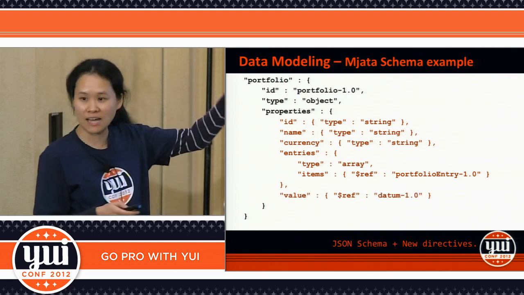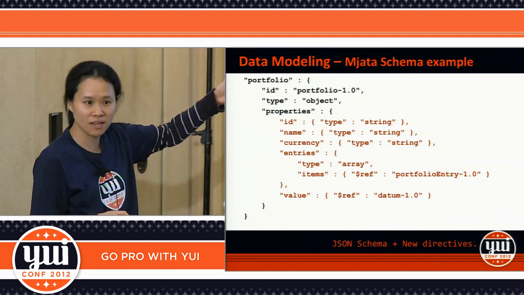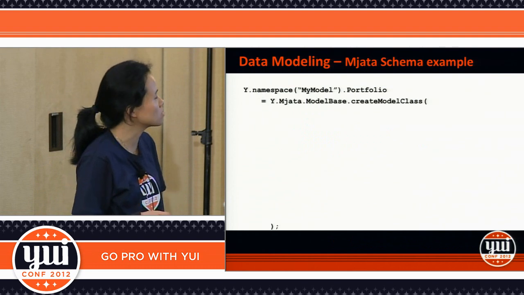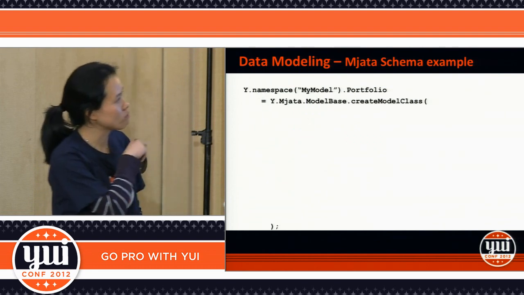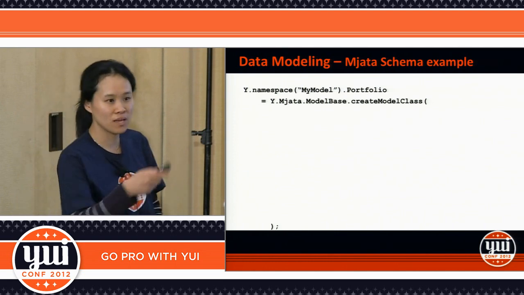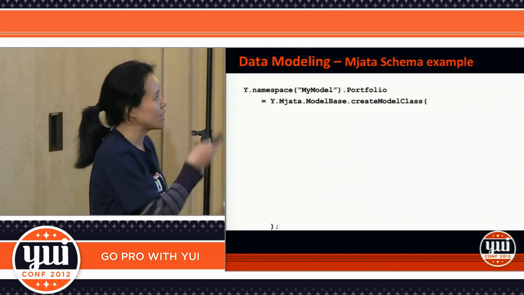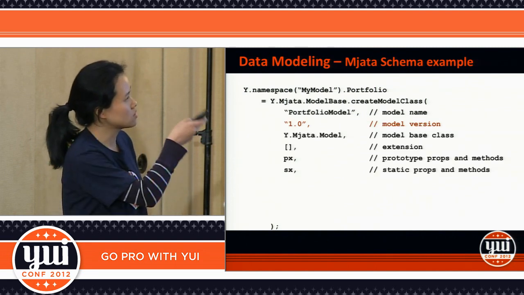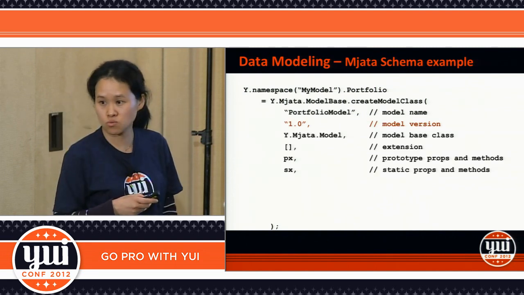But basically the idea is you put a schema in a JSON file, and you publish it, and you also use that to generate a model class. So now you have the schema already defined. This is how you create a model class. Instead of going Y.Base and doing everything manually, we have something in model-base called create model class. And this should be very familiar if you have used Y.Base before.